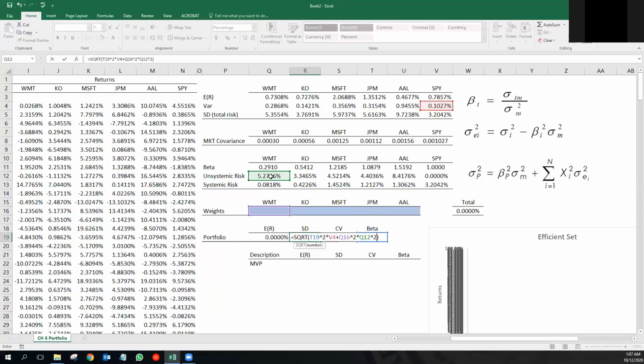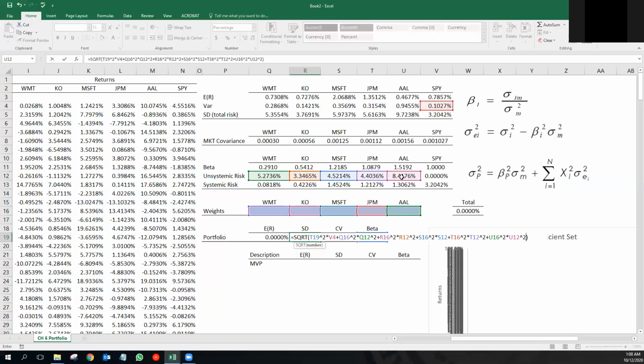Now, because this is a sum, I have to keep on adding them. So again, weight squared times the unsystematic risk squared, plus the weight squared times the unsystematic risk squared, plus the weight squared times unsystematic risk squared, plus the weight squared times the unsystematic risk squared. And that's our last one. We don't do the market one inside this formula.